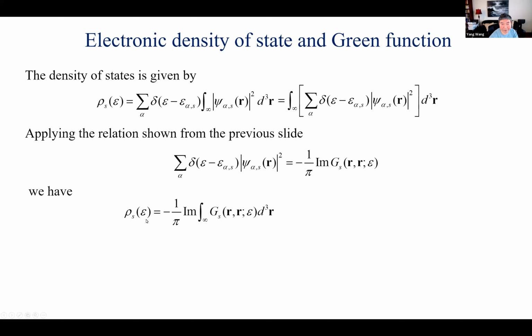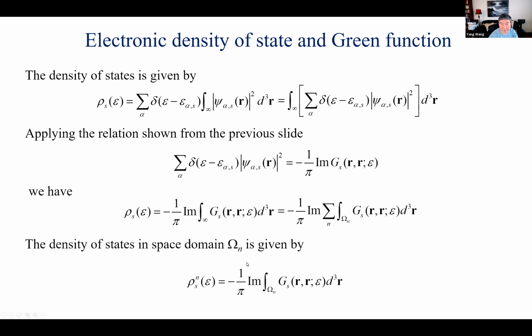So the density of states is the imaginary part of the Green's function again, but integrated over the volume. Because this is an integration over the volume, we can integrate over each atomic volume and sum up for all the atomic volumes. So we can define this to be the density of states in the local volume. The nice thing about this KKR method is that we can calculate the Green's function, the density of states, and the local density of states, conveniently for us.